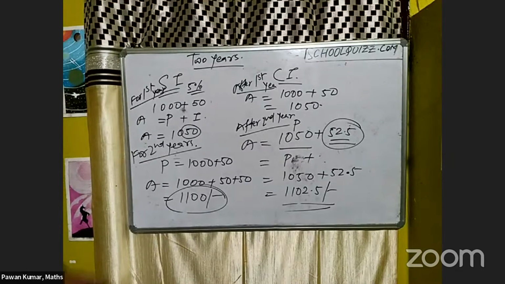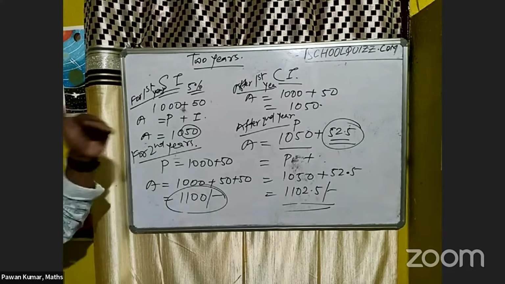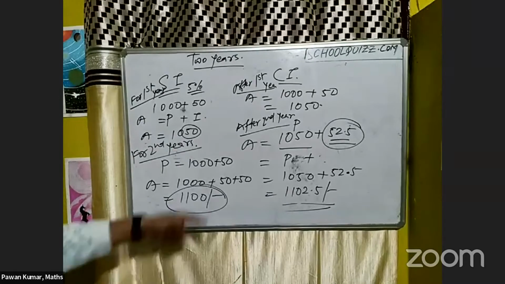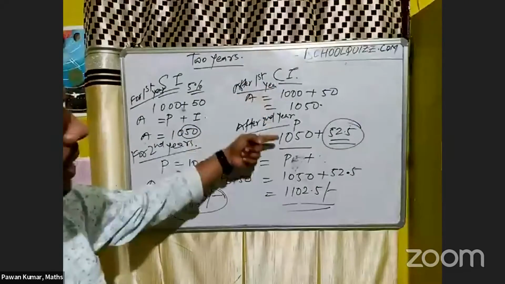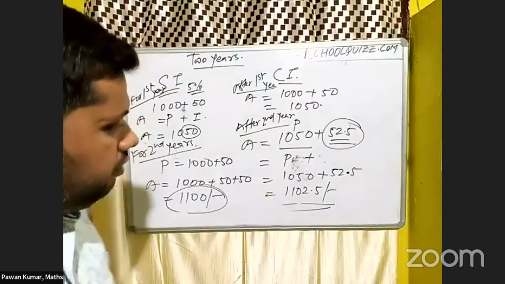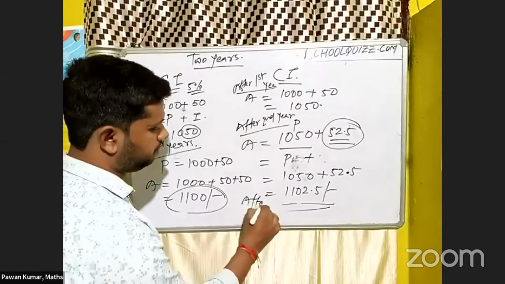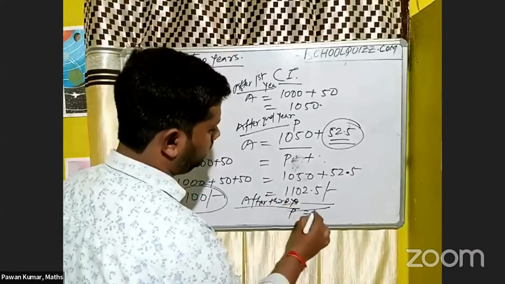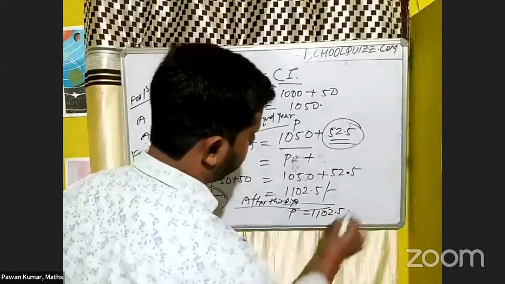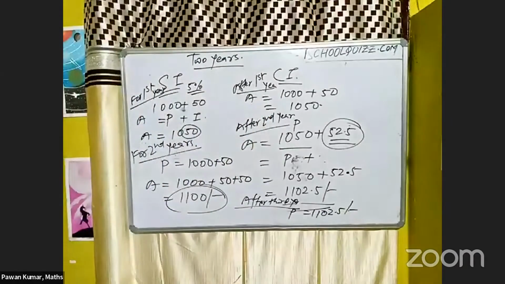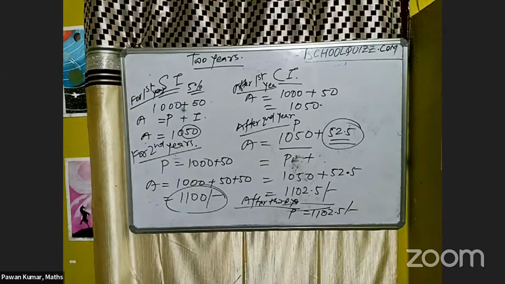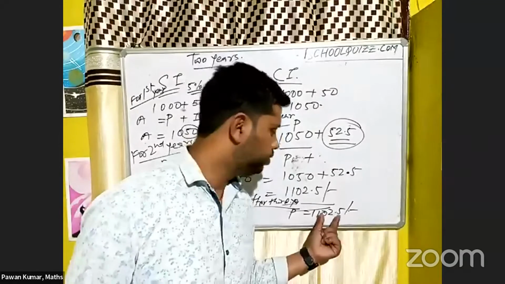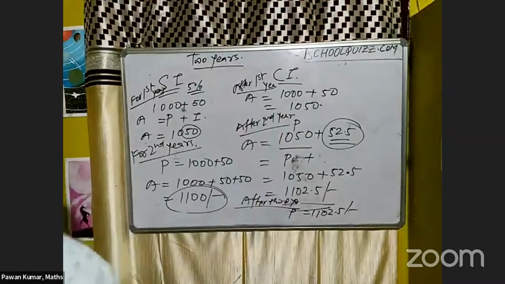So for SI, if they are calculating for, suppose, 3 years or 4 years, the principal will be the same for all years. But if they are charging as CI, the principal will change every year. Now suppose they ask for the third year: after the third year, the principal will be 1,102.5 rupees. This will be the principal now. So they have to charge interest for 102.5 rupees also. That is the difference there.